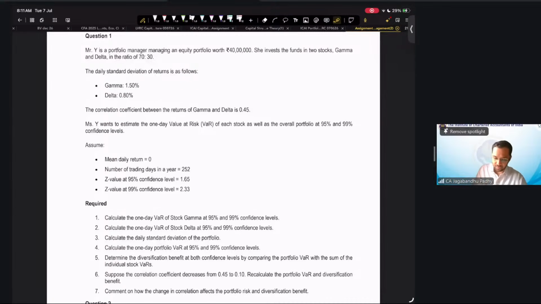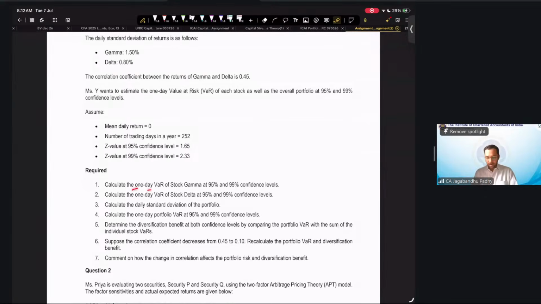So for the first stock Gamma, it's 1.5% daily standard deviation, and for Delta, it is 0.8%. The correlation coefficient between those two stocks is 0.45, and we want to estimate the 1 day value at risk of each stock, as well as the overall portfolio at 95% and 99% confidence levels. The mean daily return is 0. Number of trading days, you have to take as 252 days. And the Z value at 95% interval is 1.65, and at 99% interval, you have to take it as 2.33.